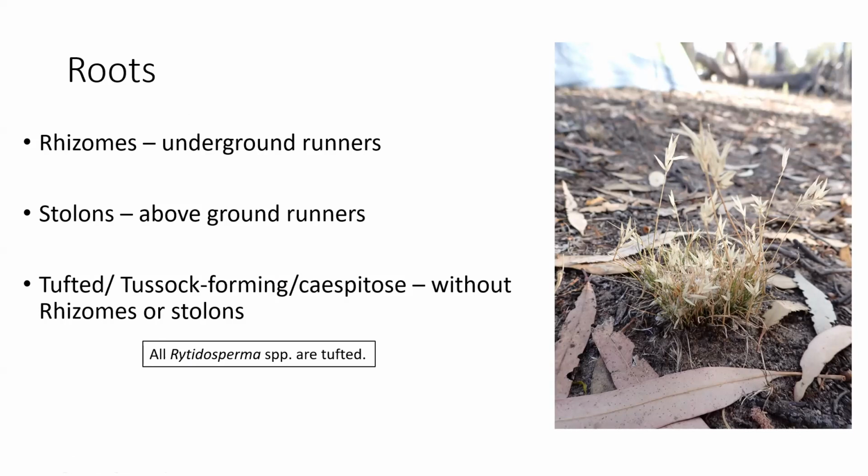But the majority of Australian native grasses are going to be the tufted or the tussock forming, and all Rytidospermas are tufted. So you're not going to get questions about that in the key for Rytidosperma, but with the general Poaceae key, there might be some questions about the roots in there.